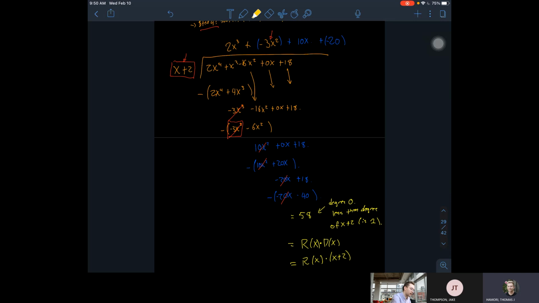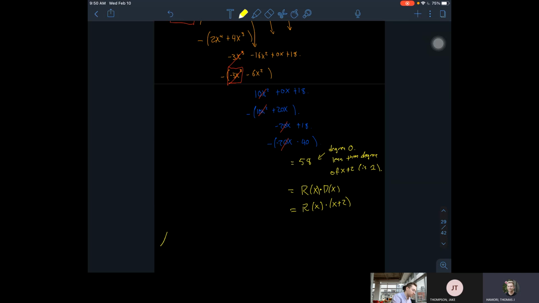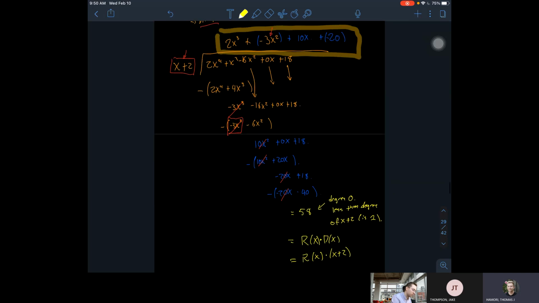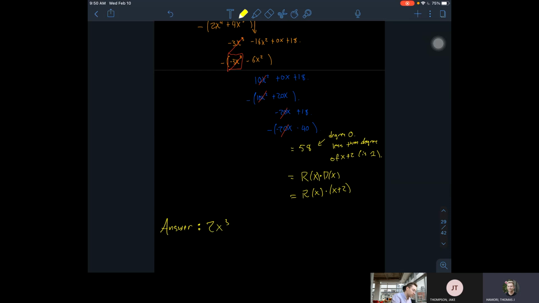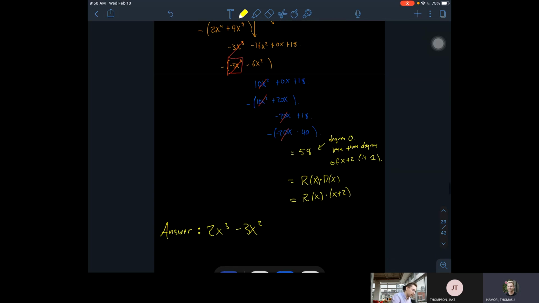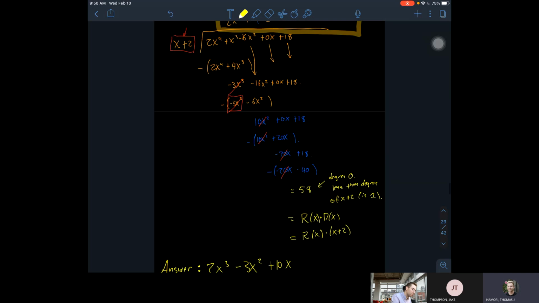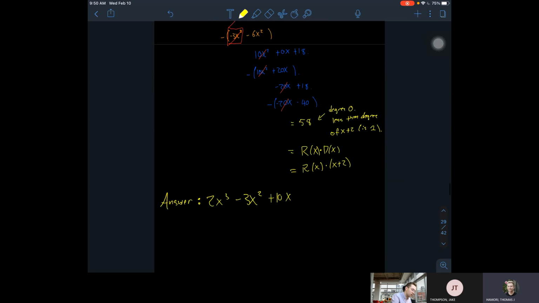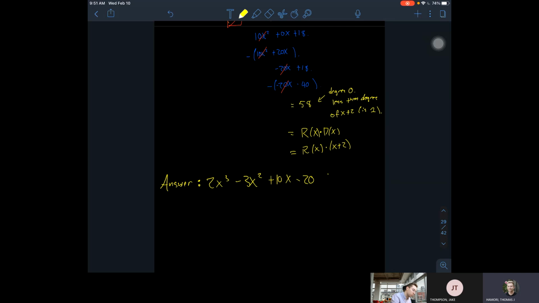And now this whole thing up top is my q. So my answer will be 2x cubed minus 3x squared plus 10x minus 20 plus, and now in this parentheses here, I want to write my remainder. I want you to tell me, what should my remainder be?